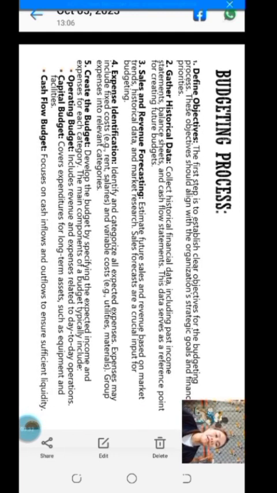So, there are 10 steps in the budgeting process. Number 1 is define objectives. When you say define objectives, the first step is to establish clear objectives for the budgeting process. These objectives should align with the organization's strategic goals and financial priorities.